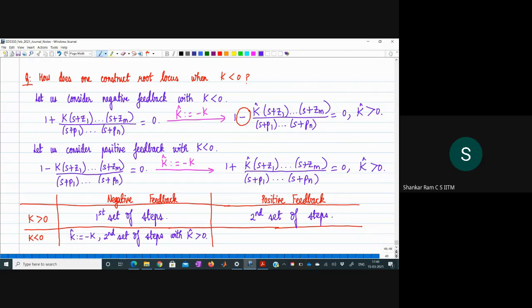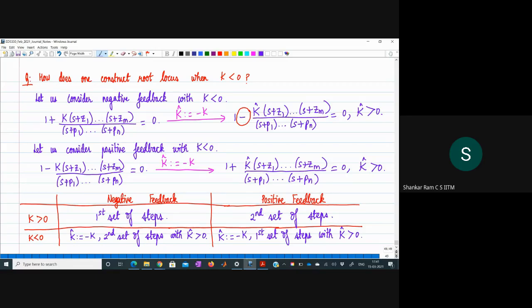So how this is done. Once we have a negative k with negative feedback, when we substitute k hat to be minus k as we see above, we get a pseudo positive feedback system, as we have already observed. So we use the second set of steps. Similarly, when we have positive feedback with negative k, once again we define k hat to be equal to minus k, and we get a pseudo negative feedback system. So then we use the first set of steps with positive k hat.